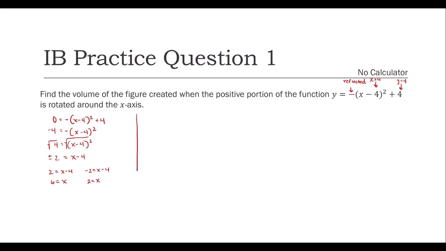So if we graphed it, we have zeros at 2 and at 6, and our vertex is at (4, 4).